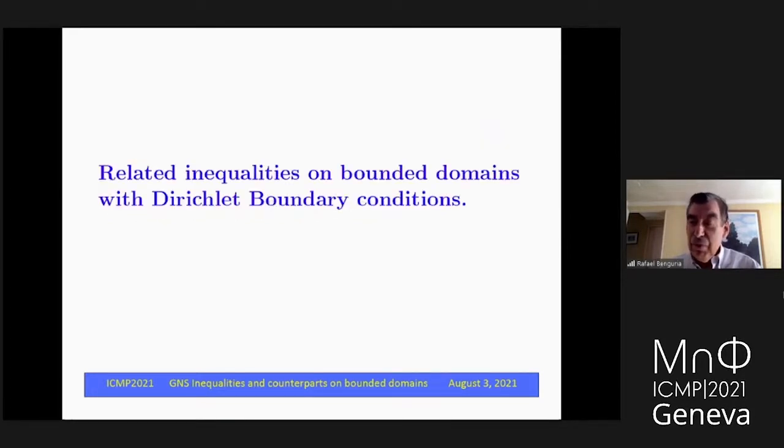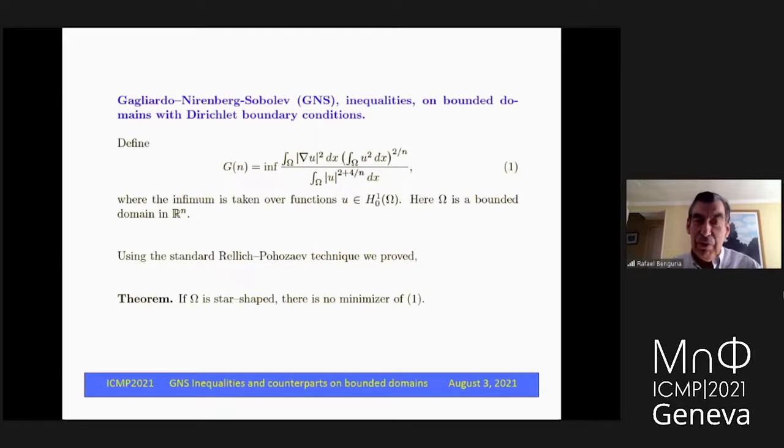The last thing I wanted to say, I have one minute, is that we can consider the same problem in a bounded domain Omega, but now instead of U satisfying free boundary conditions, it satisfies Dirichlet boundary conditions. Using the standard Rellich-Pohozaev technique, we can prove that if this domain Omega is star-shaped, then there is no minimizer of this quantity, which is similar to what you get in the Sobolev inequality with the critical Sobolev exponent.